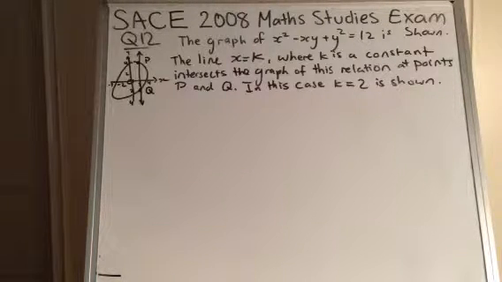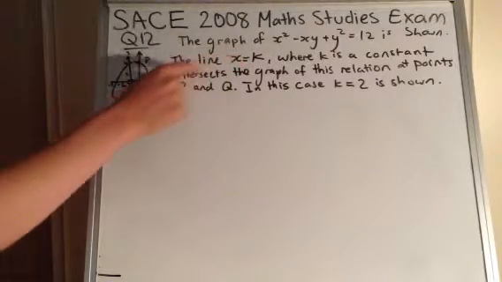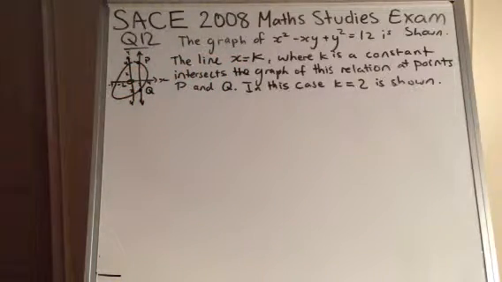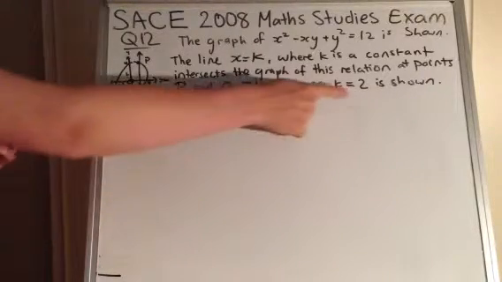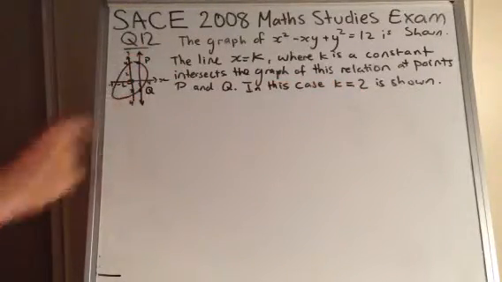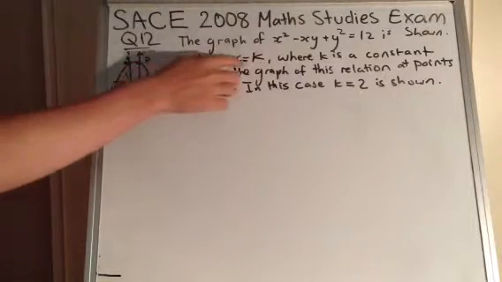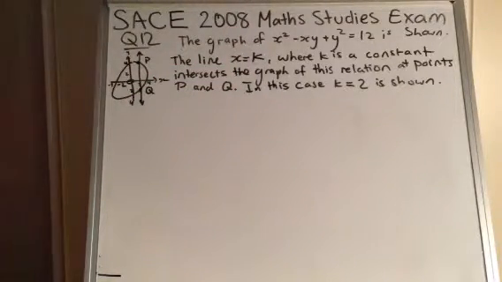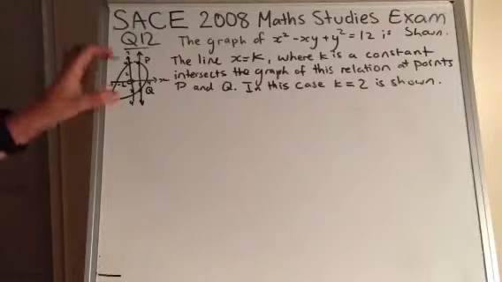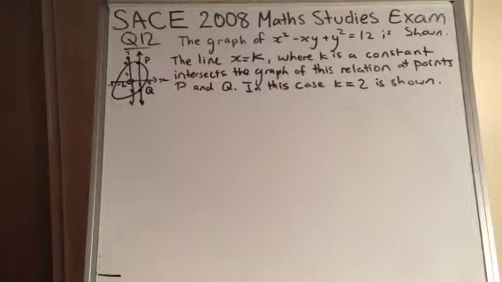So I'm looking at question 12 here, and it's giving us a graph. It's an implicit relationship because we have x's and y's on the same side of the equation, and we've also got a line where x equals k, denoted by PQ here. In this particular example, k is equal to 2, so that line just goes where x equals 2. Nice and simple.